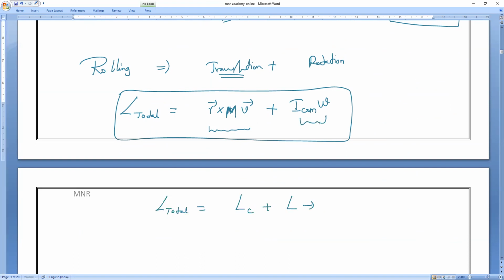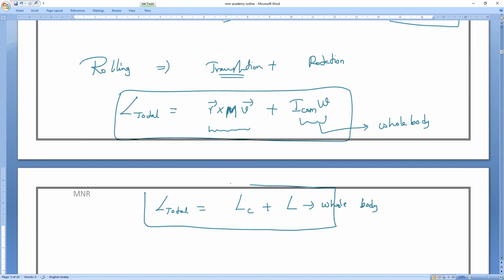This is for what? Whole body or particular mass? This is for the whole body, the angular momentum of a whole body. So that is the expression for calculating the angular momentum of an entire system in rolling. If the body is in rolling, this is the expression for total angular momentum.